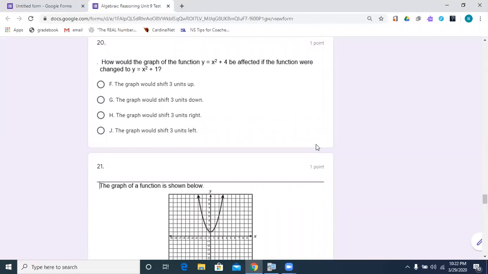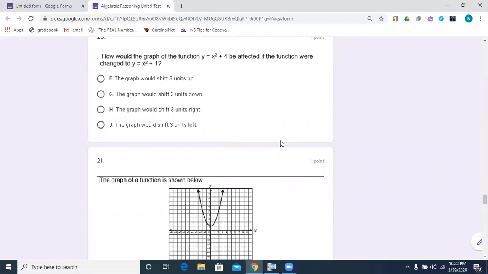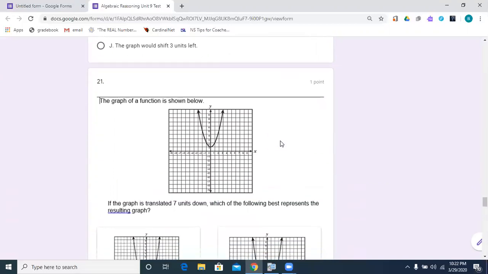Number 20. How would the graph of the function y equals x squared plus 4 be affected if the function were changed to y equals x squared plus 1? F, the graph would shift 3 units up. G, the graph would shift 3 units down. H, the graph would shift 3 units right. J, the graph would shift 3 units left.